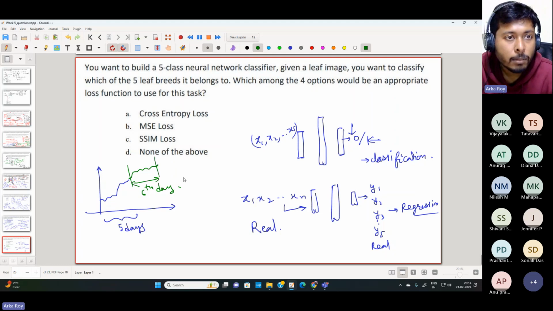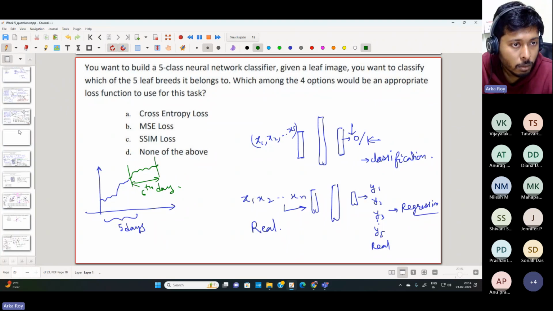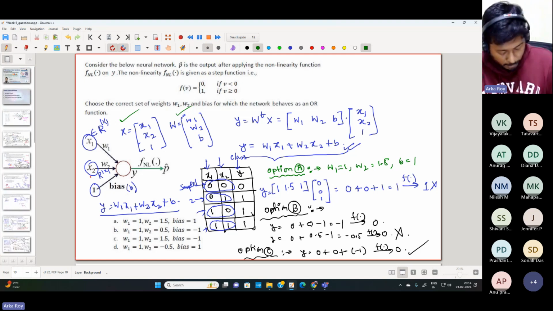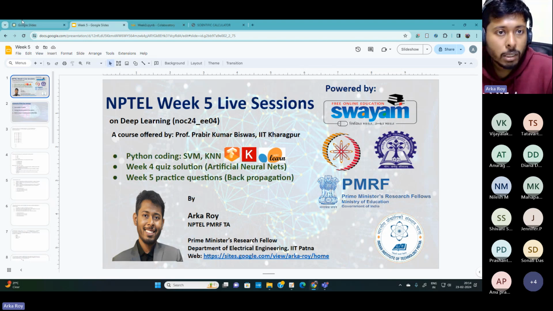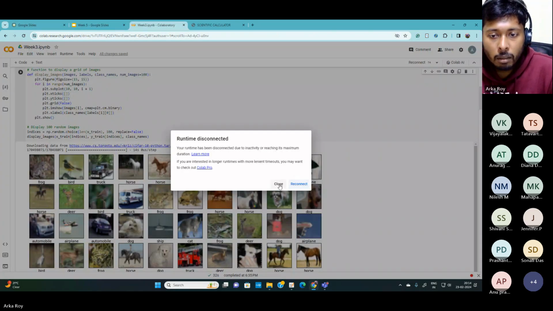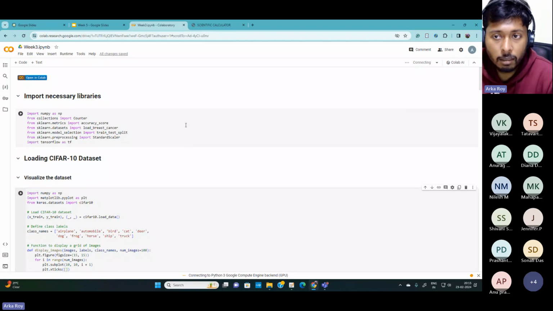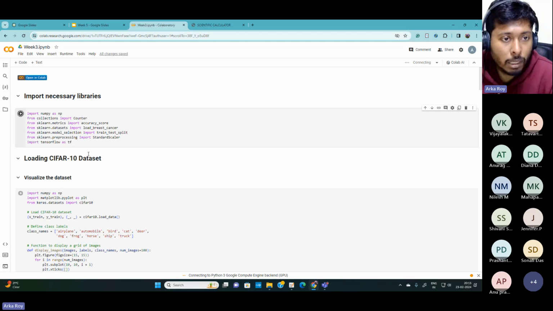Okay, so with this, we have covered the week 5 practice problem as well as the week 4 quiz questions. So as we planned, let me just quickly show you the SVM and KNN implementation. These parts you have already been familiar with. So first is to do the simulation.